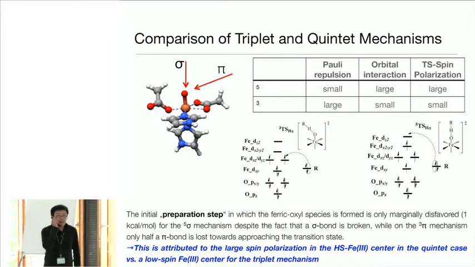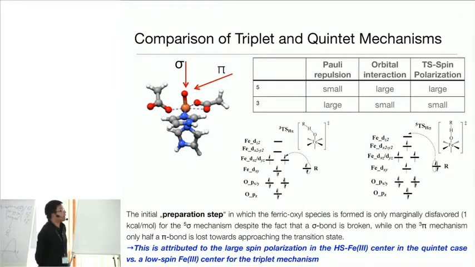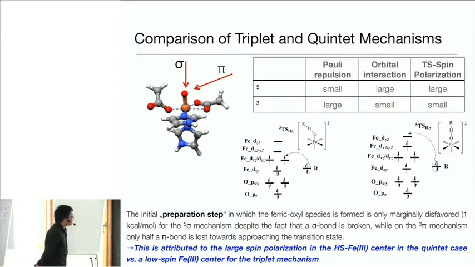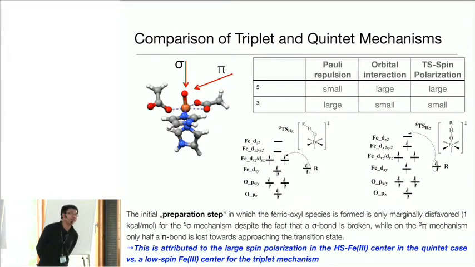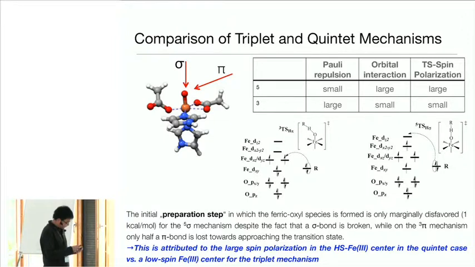the first thing I want to compare, let us compare the reactivity of the quintet sigma and the triplet pi pathway. And I have several reasons to believe that the sigma pathway is more reactive. One reason is that we know from our understanding the optimal geometry for the substrate attack is a so-called vertical attack, vertical approach. You let the substrate approach the FeO unit from the top.